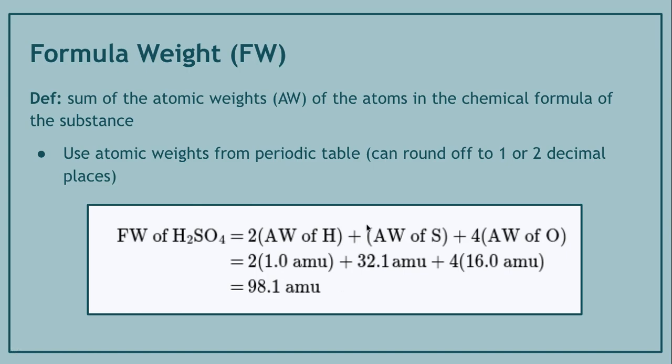Here you can see that there's only 1 mole of sulfur because there are no subscripts or coefficients saying otherwise, and that's why we don't have anything multiplying in front of it. In front of the oxygen there are 4 moles, so that's why there's a 4 here corresponding to this. Again, all of these are found on the periodic table, and when you sum them all together, you get 98.1 atomic mass units, or just AMUs, for the formula weight.